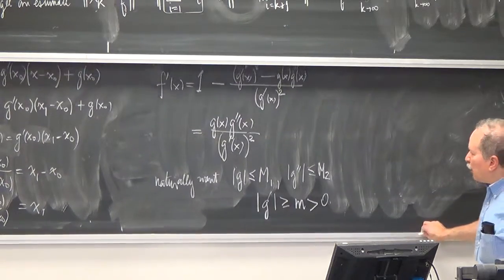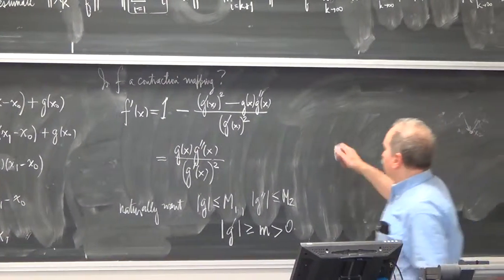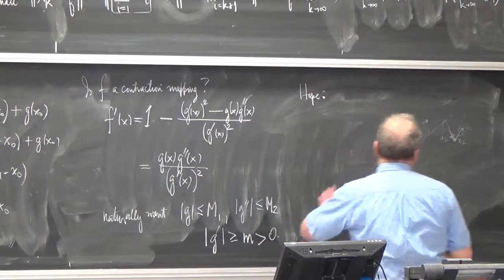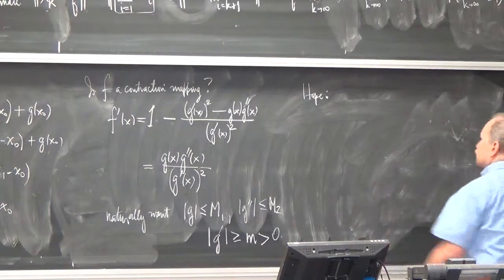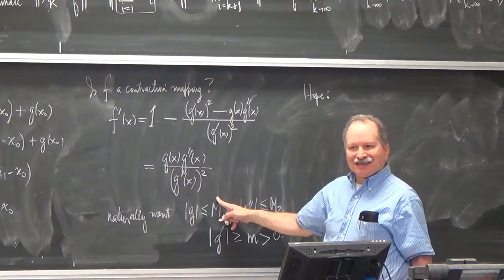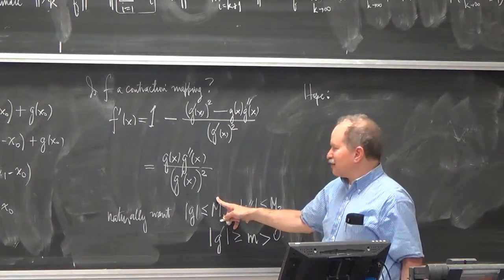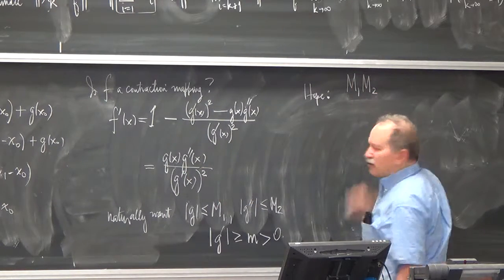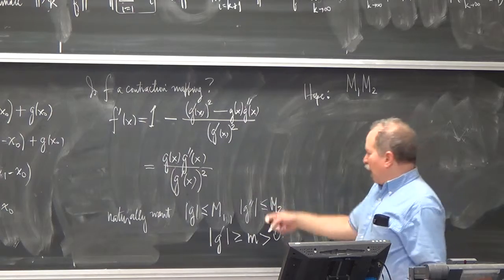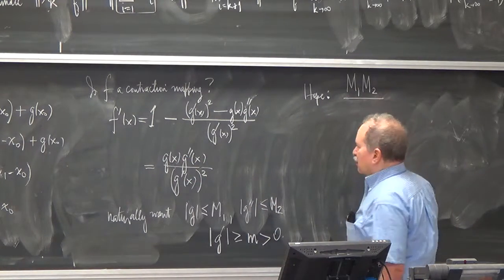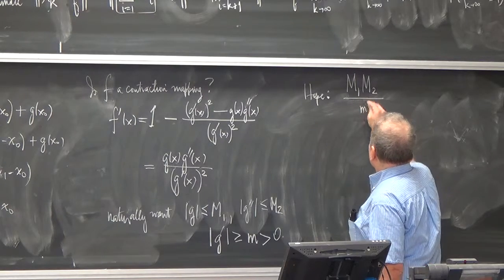And then what you hope happens if you want to have a contraction mapping is that if you take the absolute value of this, it will be less than or equal to c, less than 1. The biggest the numerator can be is m1 times m2, because you have upper bounds on g and g double prime. And the smallest you could have in the denominator would be little m squared.